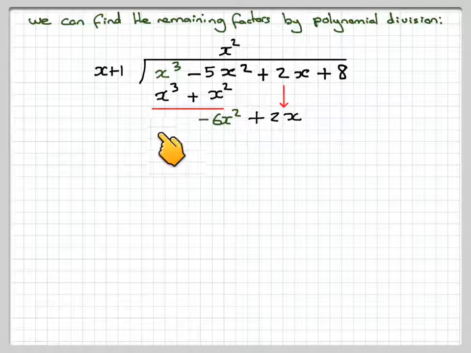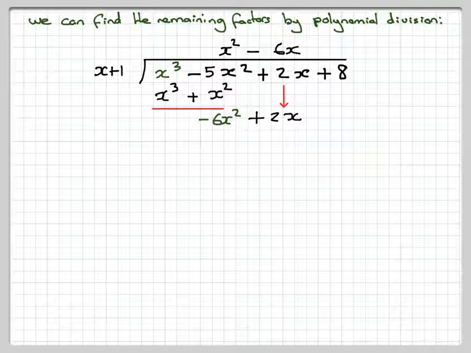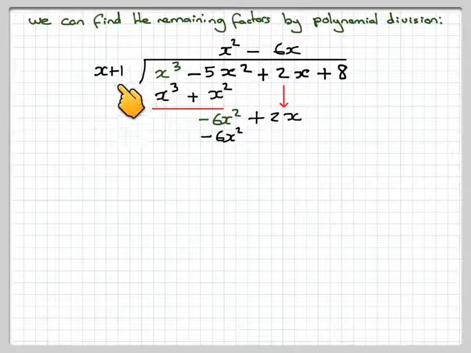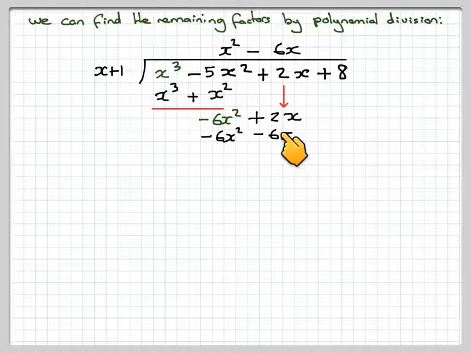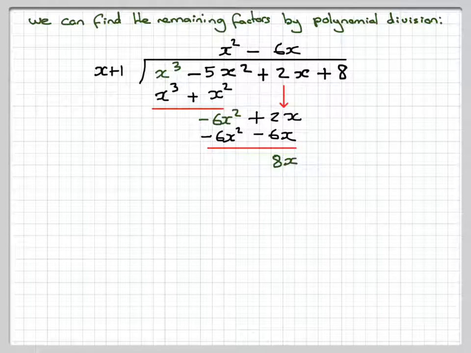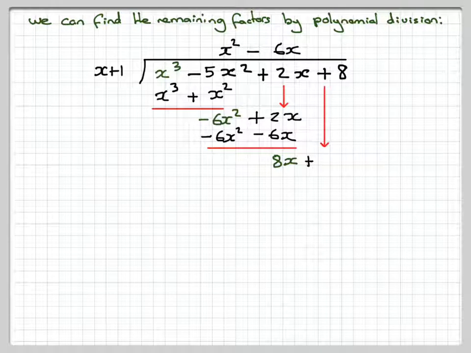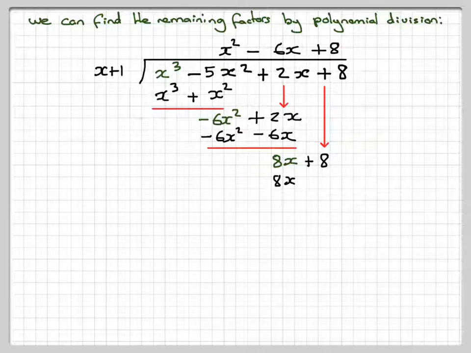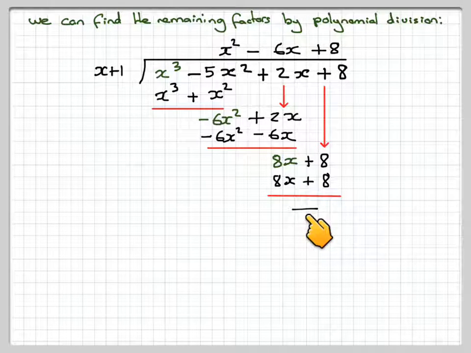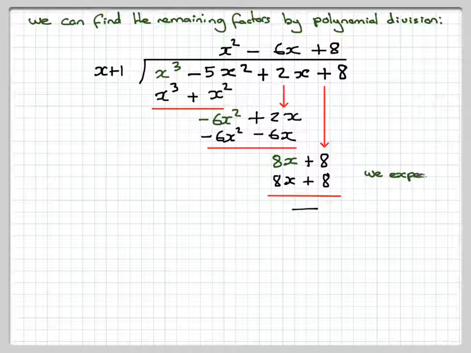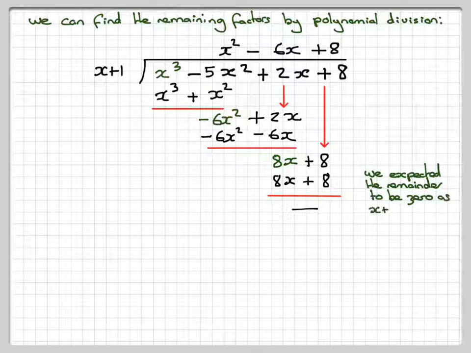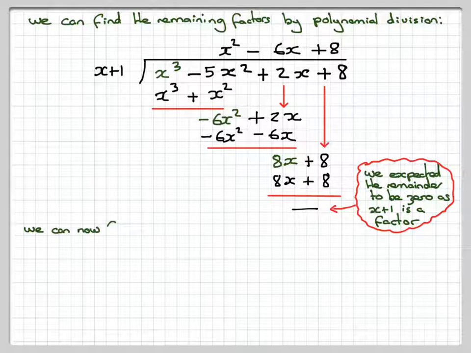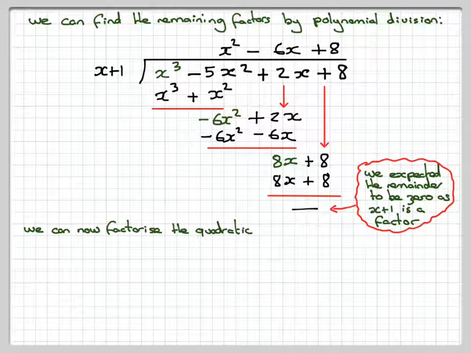So now we do minus 6x squared divided by x, which gives me minus 6x. Minus 6x times x gives me minus 6x squared. Minus 6 times 1 gives me minus 6x. 2 minus minus 6 gives me 8. Bring down the 8. 8x divided by x gives me 8. 8 times x gives me 8x. 8 times 1 gives me 8. Do the subtraction, we've got nothing left. That's what we expected, because we knew that x plus 1 was a factor from the first part of this question. Now we can factorize the remaining quadratic.